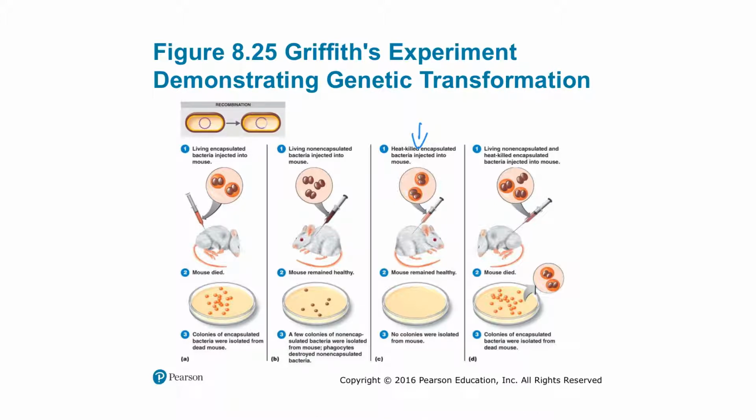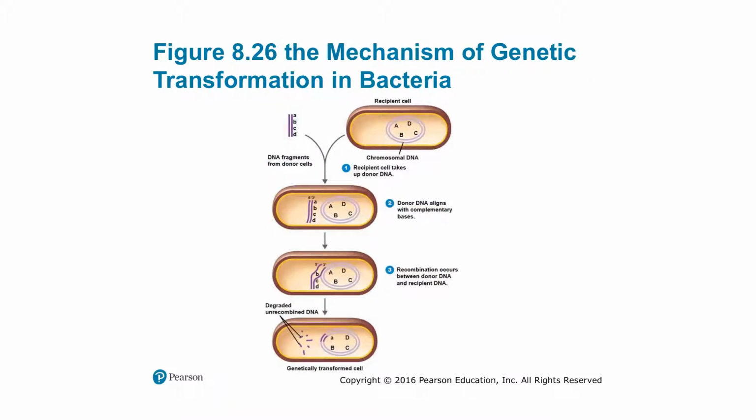And so what's happening here is we're having that recombination. When these cells die, they reach out and grab this DNA. It's kind of what we call a funeral grab. The mechanism of genetic transformation in bacteria is when the recipient cell takes up the donor DNA, and that donor DNA aligns with complementary base pairs in the genome, and the recombination occurs between the donor DNA and the recipient DNA. We have some degraded unrecombined DNA, and we get a genetically transformed cell.